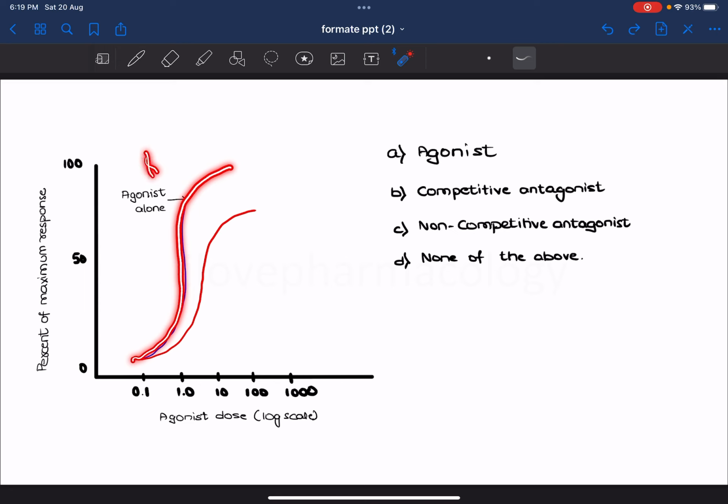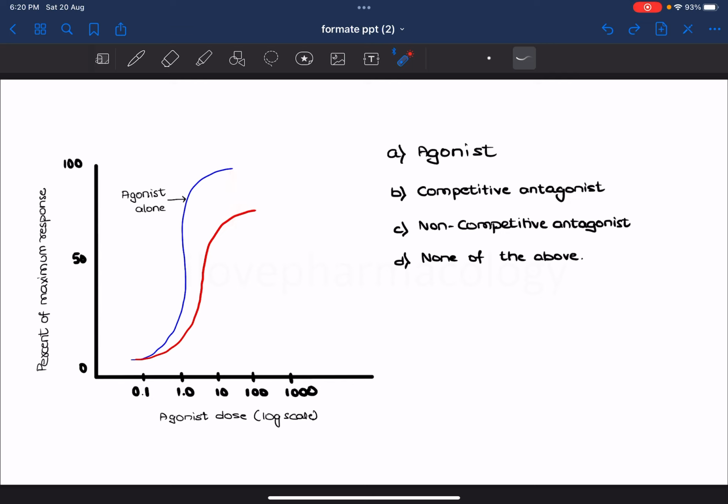This is the dose response curve. Following the administration of antagonist along with the agonist, you are seeing the response, that is the red curve. Here you can see the efficacy, what is happening with the initial dose with agonist alone, as well as subsequently there is a decrease in the efficacy. But what happens to the potency? Potency remains the same. Potency is the same, but the efficacy has been decreased.